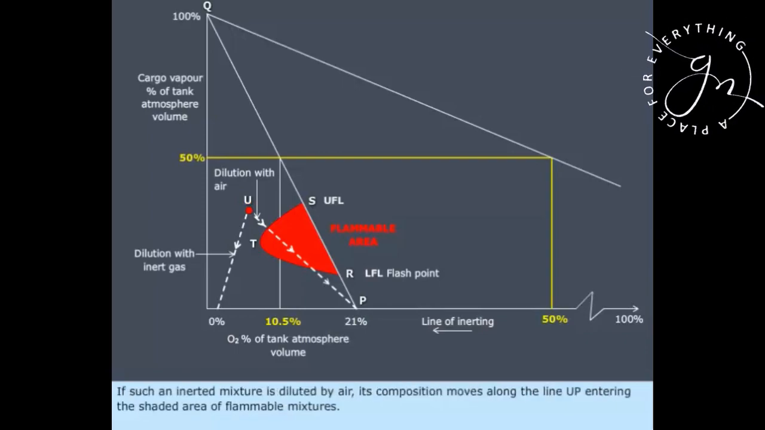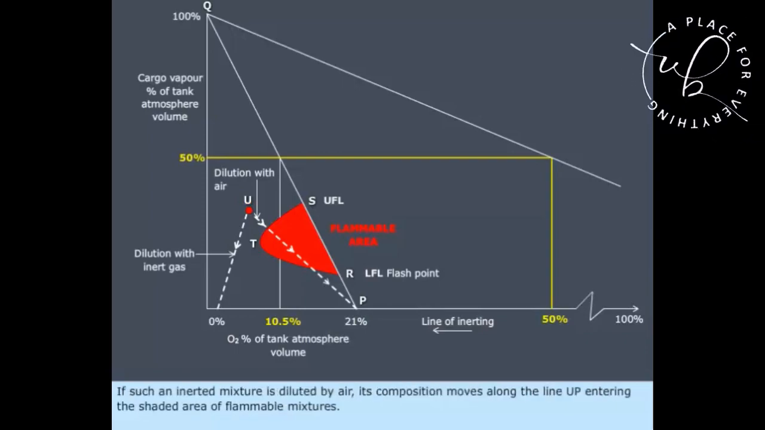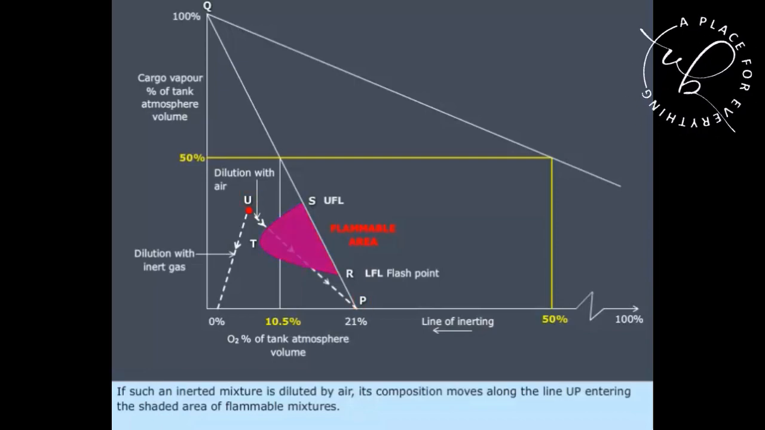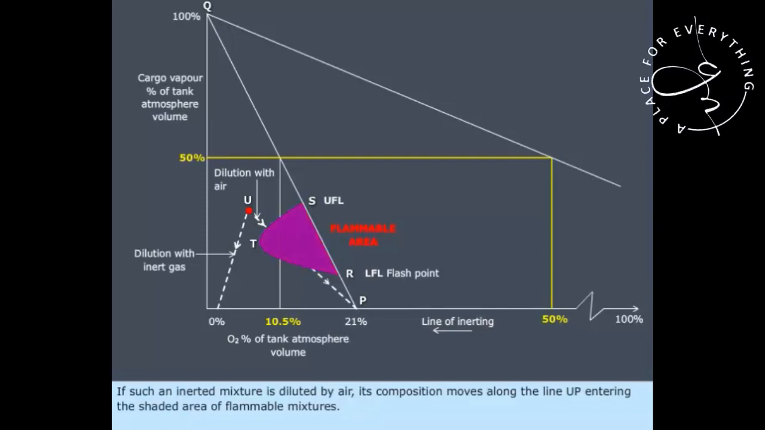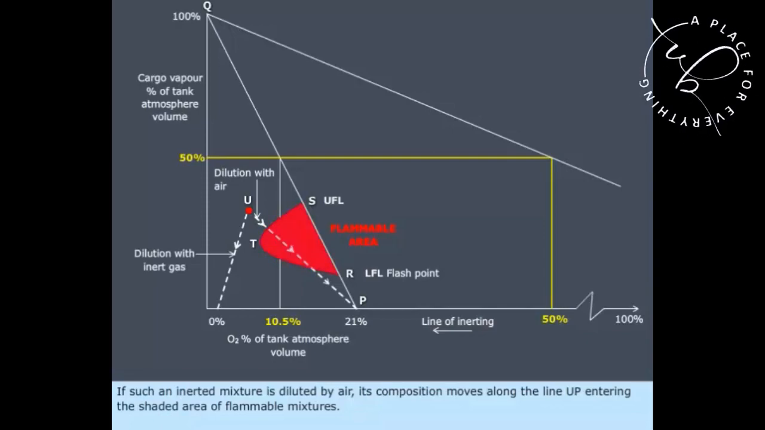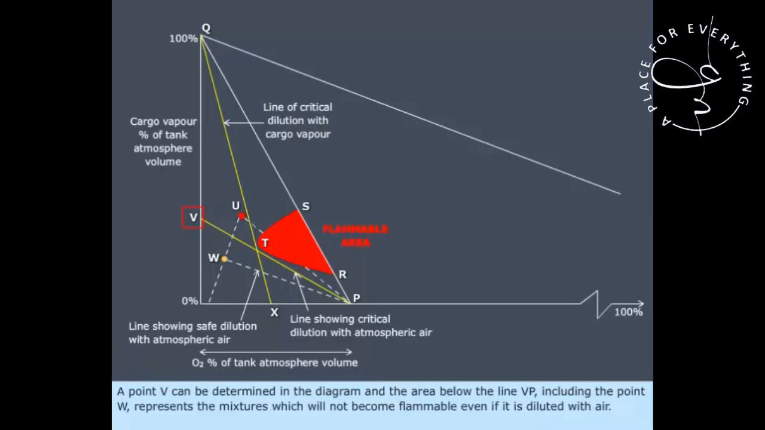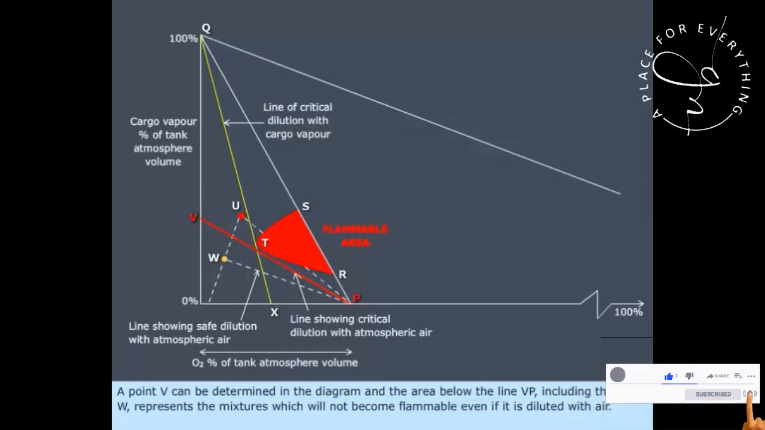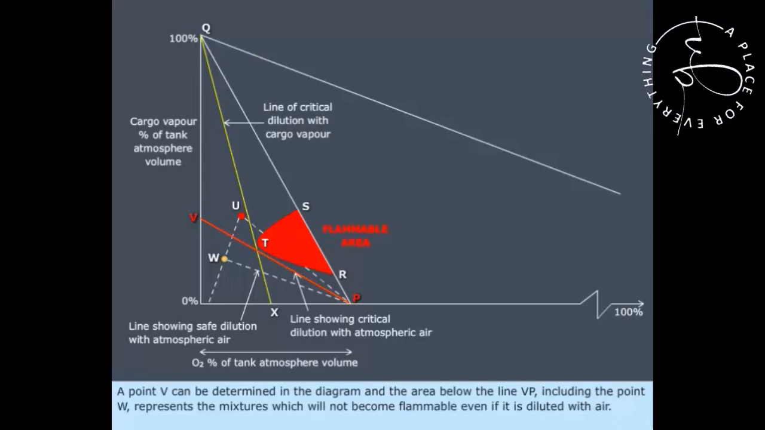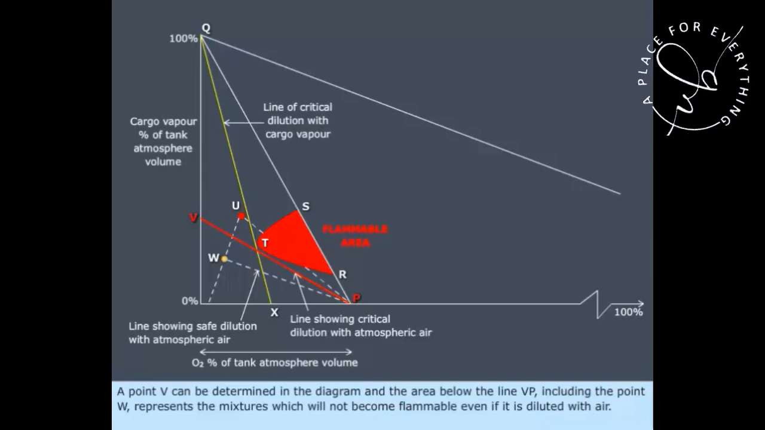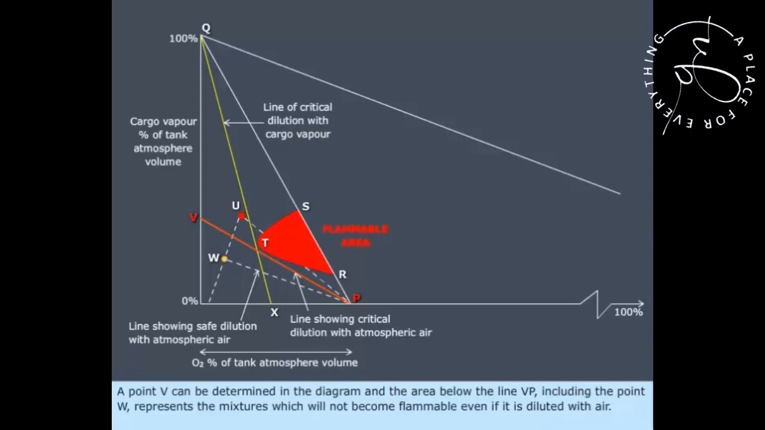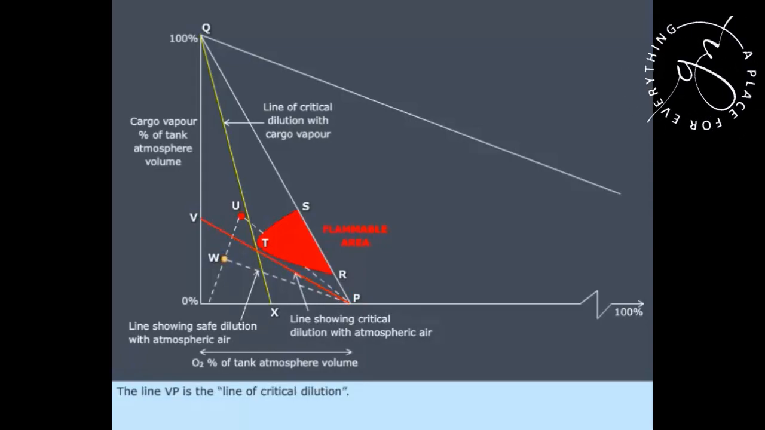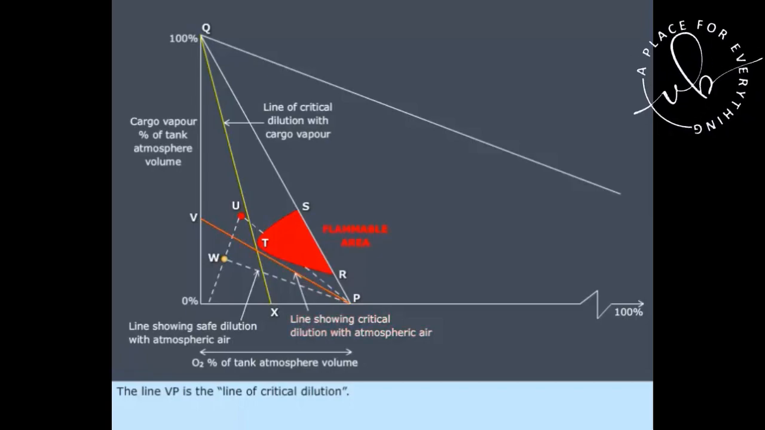If such an inerted mixture is diluted by air, its composition moves along the line UP, entering the shaded area of flammable mixtures. A point V can be determined in the diagram, and the area below the line VP, including the point W, represents the mixtures which will not become flammable even if it is diluted with air. The line VP is the line of critical dilution.